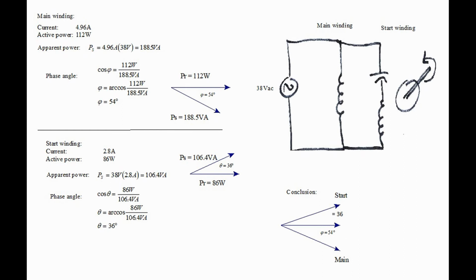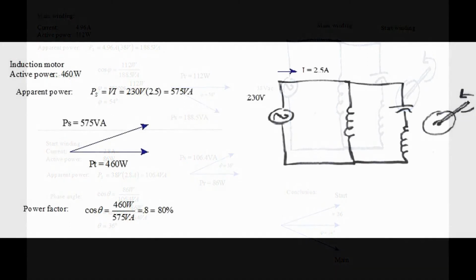In conclusion, we find that the start current is leading by 36 degrees, but that the main current is lagging by 54 degrees, which means that the start current is leading the main winding by 90 degrees, and 90 degrees is ideal for starting the motor.